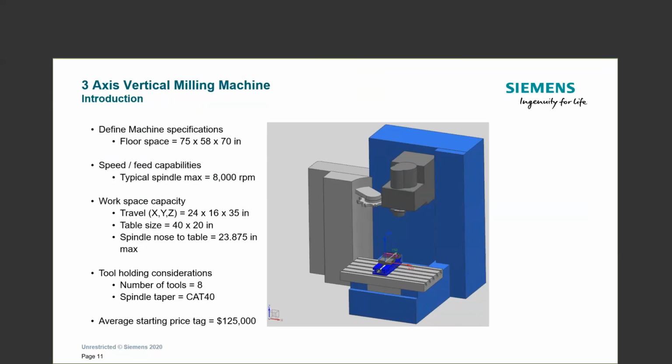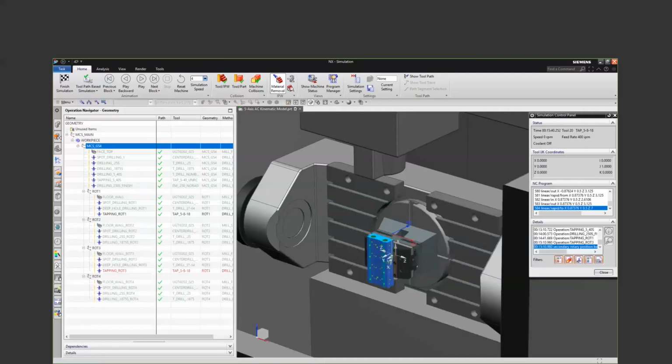Now, take a look at this. The average starting price tag is $125,000, so it is significantly less than a 5-axis machine. Keep that in mind. All right, one second here. Let me switch back to my NX.